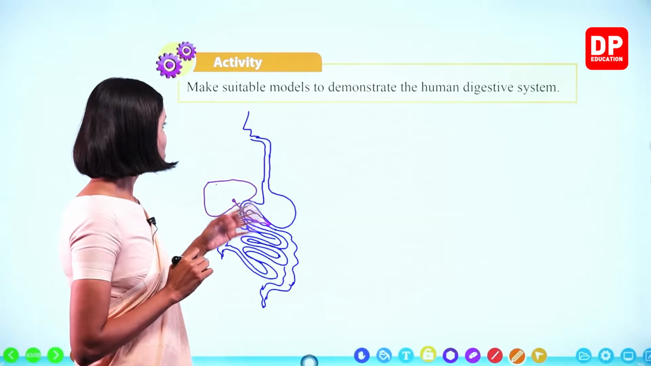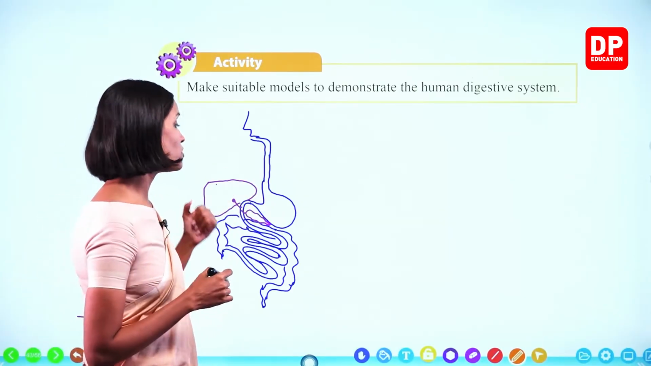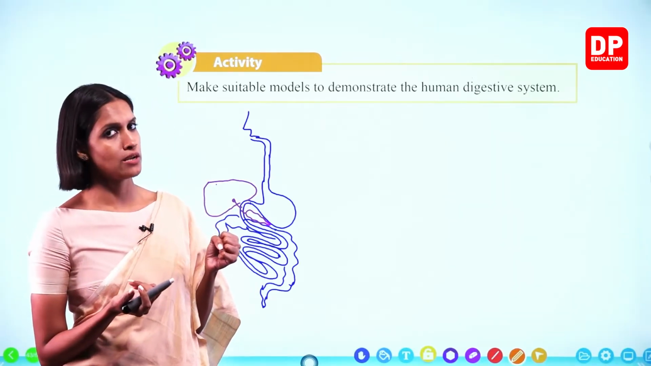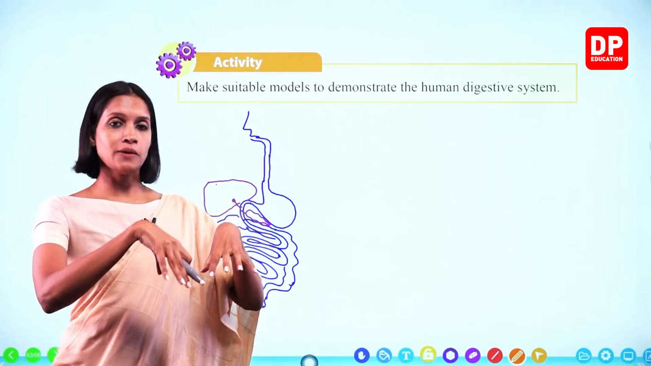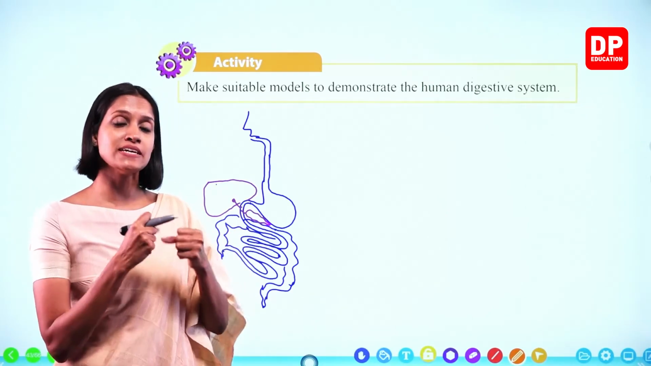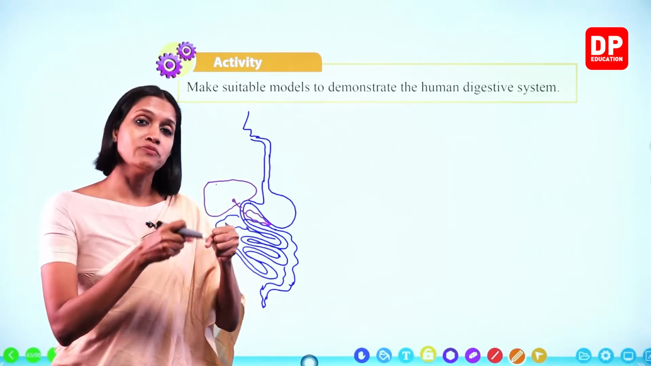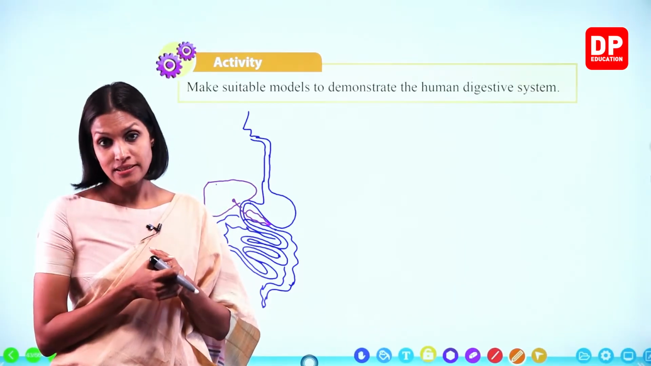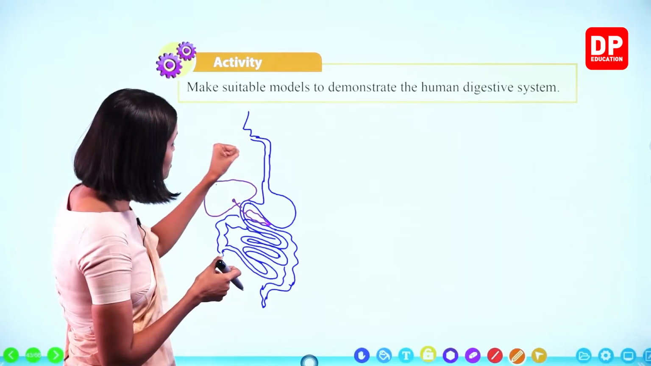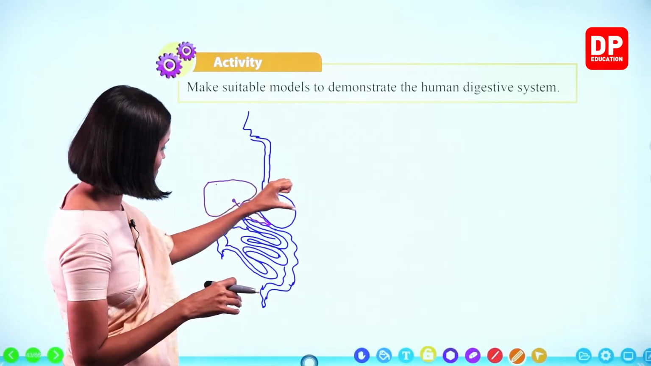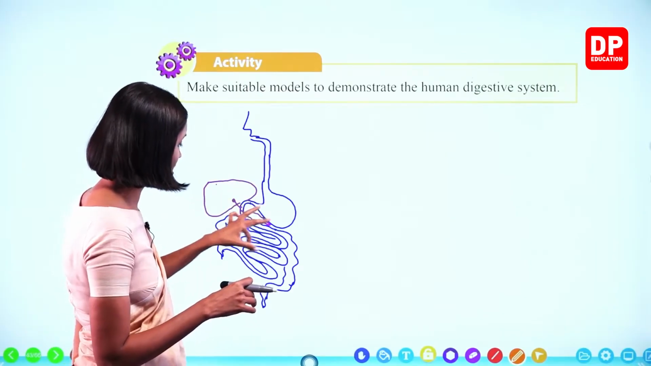Right, children? What can you use to make these type of models, children? Number one, you can use paper pulp. How to make paper pulp, children? You can soak paper in water, and when it is well soaked, you can take it and squeeze out the water and make a pulp out of it. Right? So you can mold it to different shapes and make these shapes accordingly.